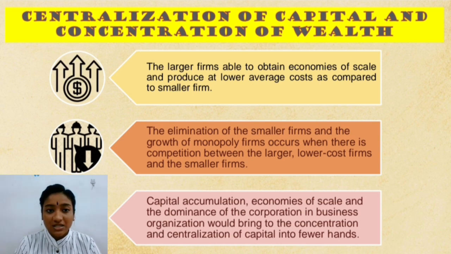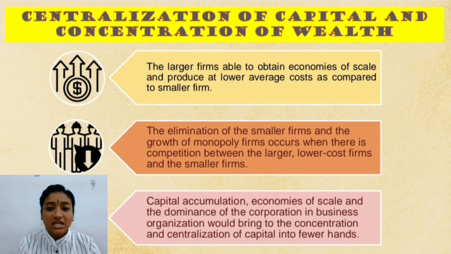The smaller capitals therefore crowd into spheres of production that modern industry has only sporadically or incompletely gotten hold of. Here, competition rages in direct proportion to the number and in inverse proportion to the magnitudes of the antagonistic capitals. It always ends in the ruin of many small capitalists, whose capitals partly pass into the hands of their conquerors and partly vanish. So this causes the larger firms to obtain economies of scale and produce at lower average cost as compared to smaller firms.